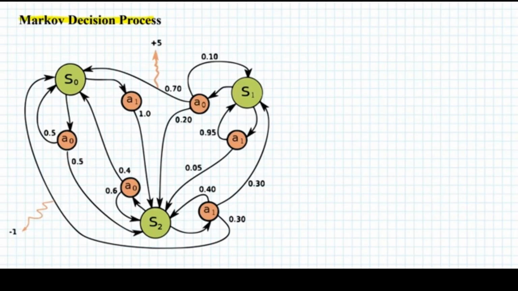Now if the agent takes action A1, then the process will transition into state S2 with probability 1, and the process cannot transition from S0 to S1 or S0 under action A1. And corresponding to any transition from one state to another state, the agent will receive some reward, and the reward can be either positive or negative. So this describes the Markov decision process.